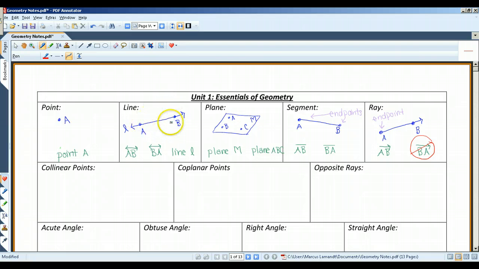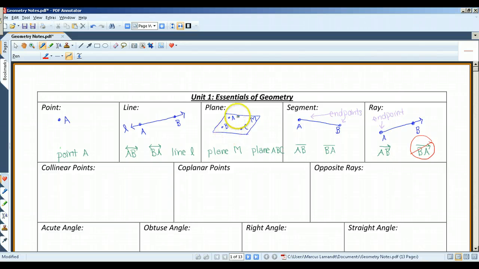Through any 2 points, there is exactly one line. So you can use any 2 points on a line to name it. You could call it line AB or line BA. Or in this case, if there's a letter off to the side like this, you can also call it line L.